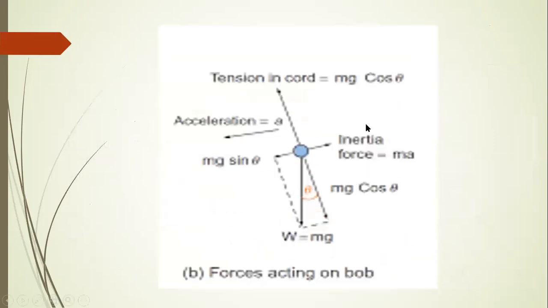This is again the same figure, but in this the pivot or point of support is not shown. This is the bob. This is mg cos theta. This is mg sin theta. This is W, and this W, equal to mg, is resolved into the x component and the y component, Wx and Wy.